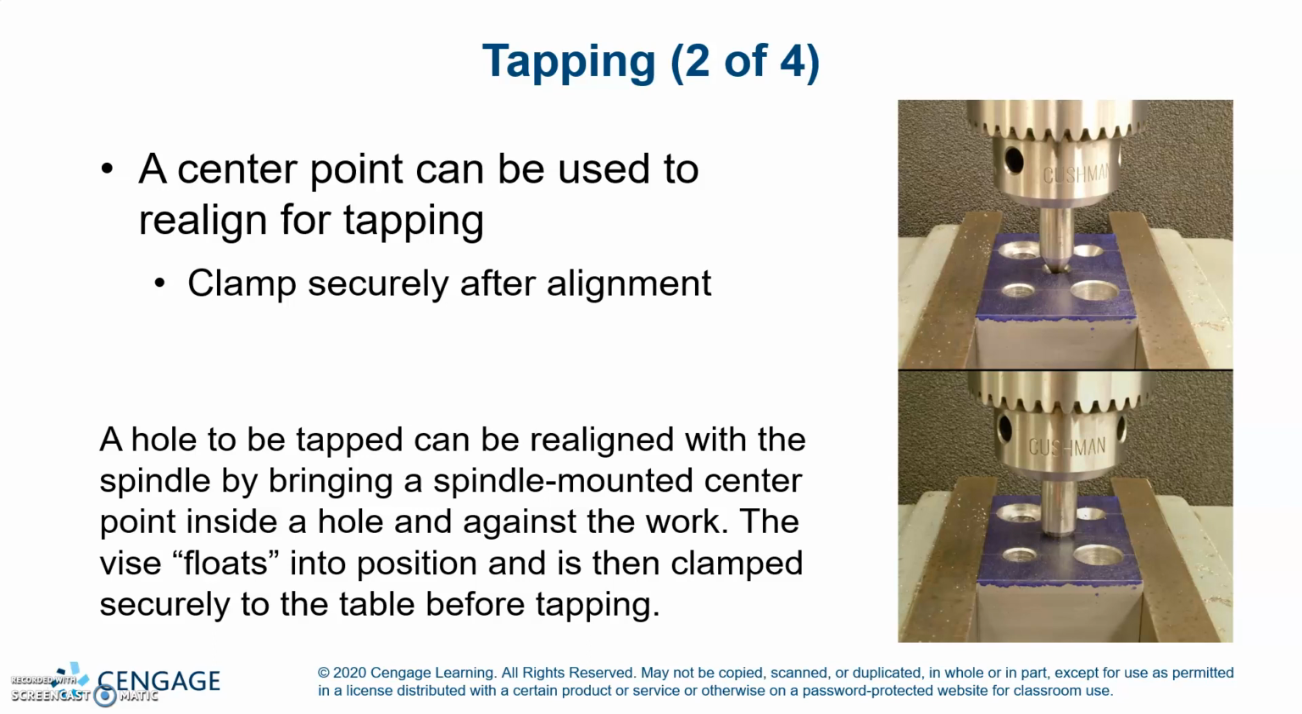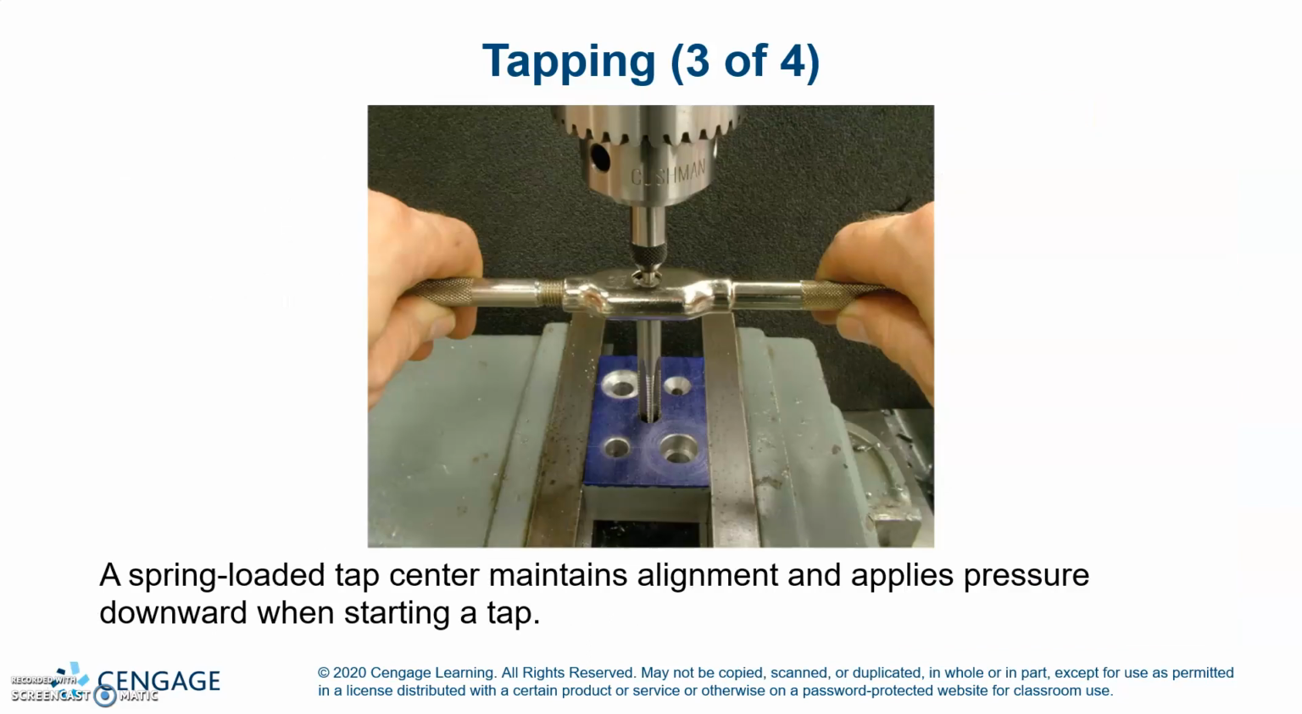Clamp securely after aligning. A hole to be tapped can be realigned with the spindle by bringing a spindle-mounted center point inside the hole and against the work. The vise floats into position and is then clamped securely to the table before tapping.